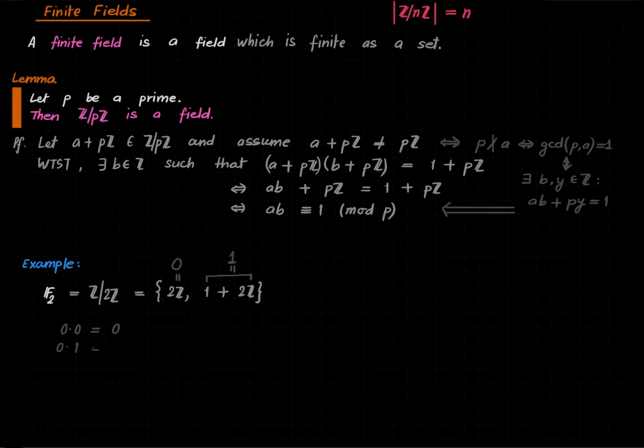0 times 1 is also 0. 1 times 0 is 0. And what else? 1 times 1. This is 1, right? 1 plus 2Z times 1 plus 2Z is 1 plus 2Z. So we have that. And for addition, 0 plus 0 is 0, and you can fill it up. 1 plus 1 is 0.